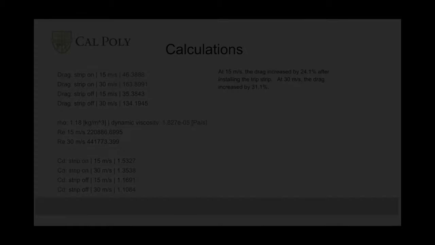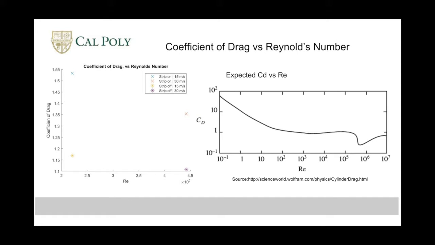The coefficient of drag increases once we add the strip. This is expected because our drag increased with the same velocity and Reynolds number. We see that the coefficient of drag versus Reynolds number follows the expected trend. However, we would need to test at a wider range of Reynolds numbers to confirm.